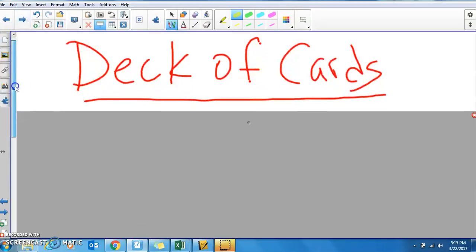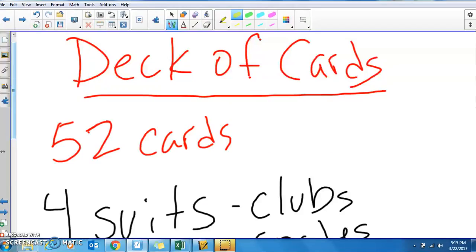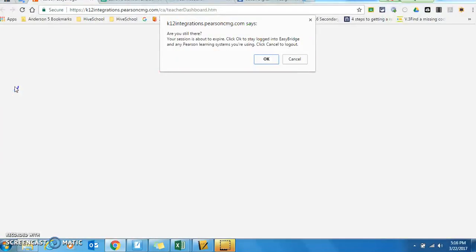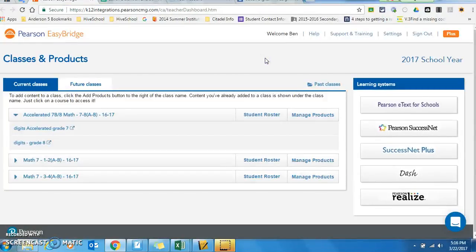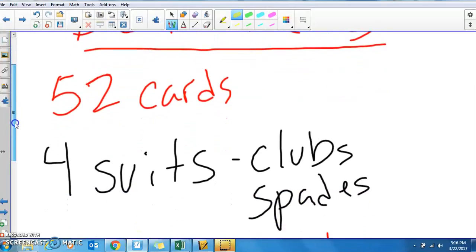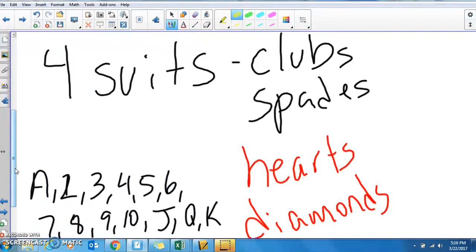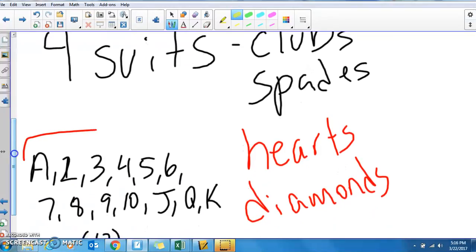All right, just something I want you to be aware of. And if you'll go ahead and copy this down, this may come in handy as you're working some problems that deal with a deck of cards, because you may see a lot of questions about cards. All right, you know with a deck of cards that you have 52 cards. Okay, this is just some general knowledge. You have a deck of cards that's broken up into what are called 4 suits. The 4 suits are clubs, spades, hearts, and diamonds. Each suit has these cards right here: Ace, 2, 3, 4, 5, 6, 7, 8, 9, 10, Jack, Queen, and King.